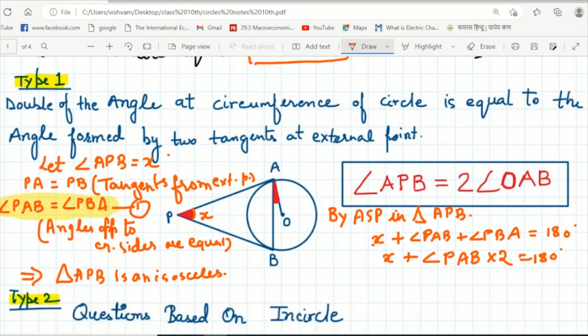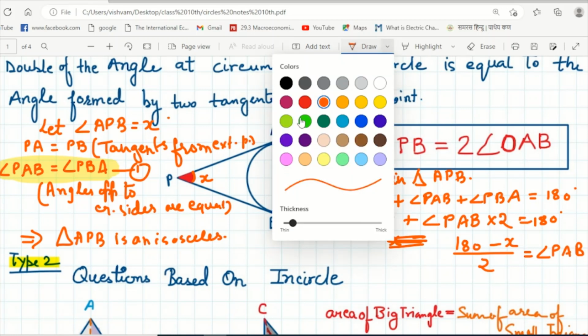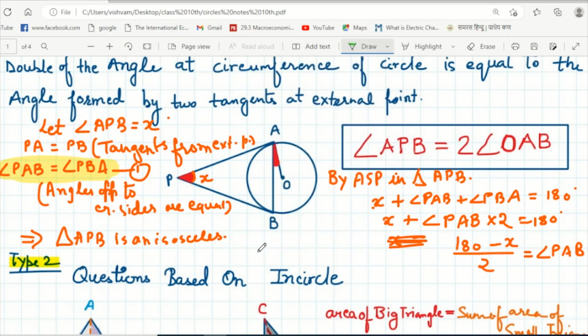So that's why angle PAB equals (180 minus X) upon 2. Now you can also see here that angle OAB plus angle BAP is equal to 90 degrees.